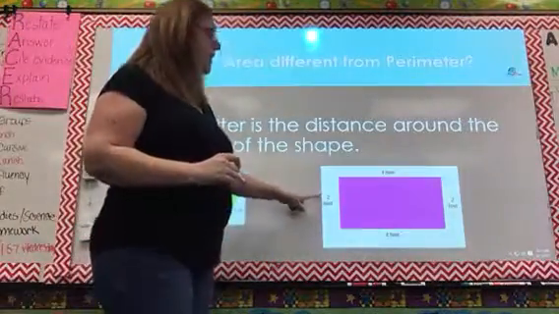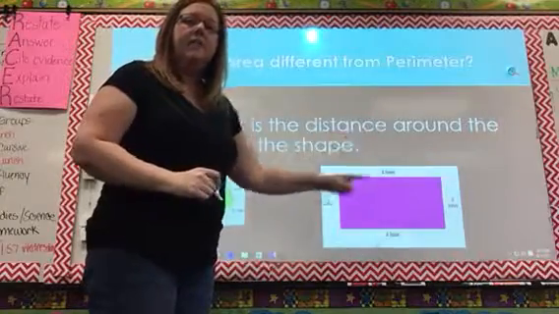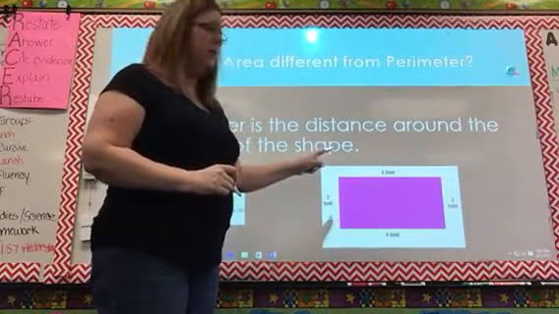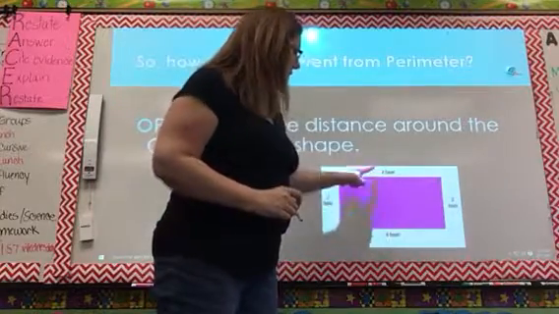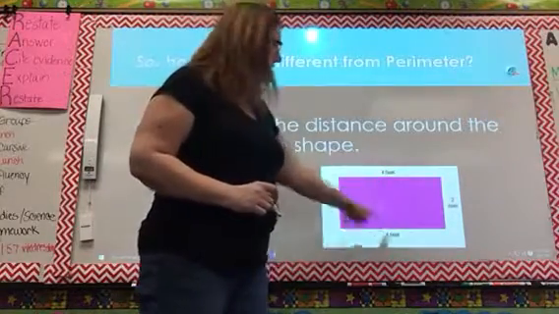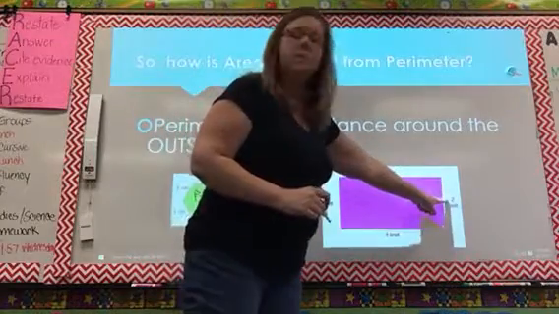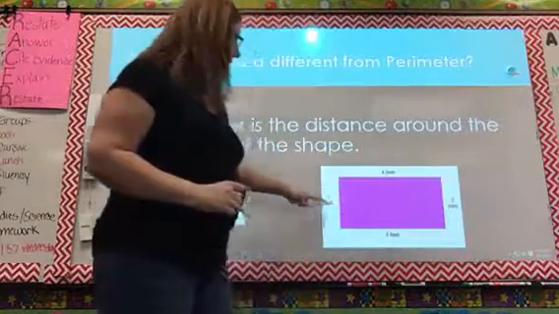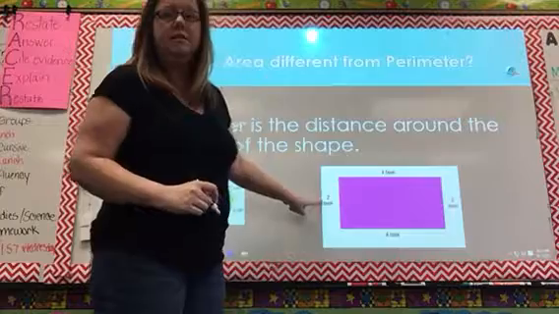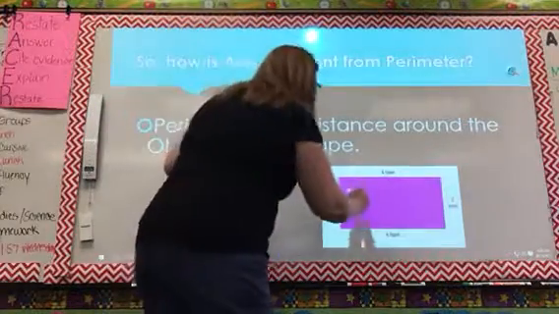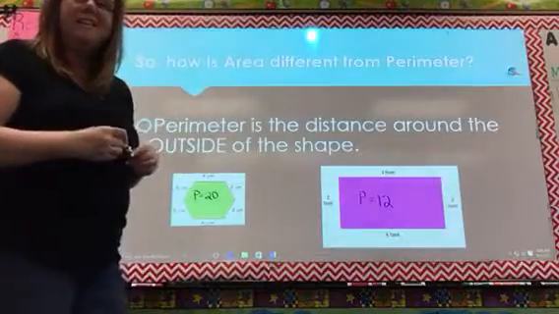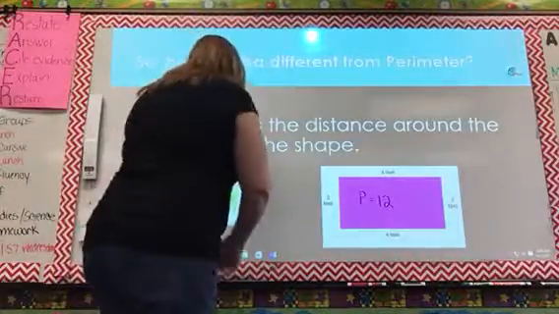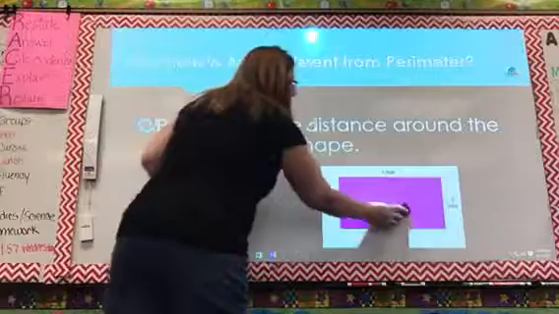Let's try this one. Same thing. We're adding the distance around the outside. We're not multiplying. So we're going to add, for me, the easiest way would be 4 plus 4, because those are doubles. That gives us 8. 2 more would give us 10. And then 2 more would give us what? That would be 12. So the perimeter for this shape is 12. That's it. Pretty easy, isn't it? Okay, let's try some more.